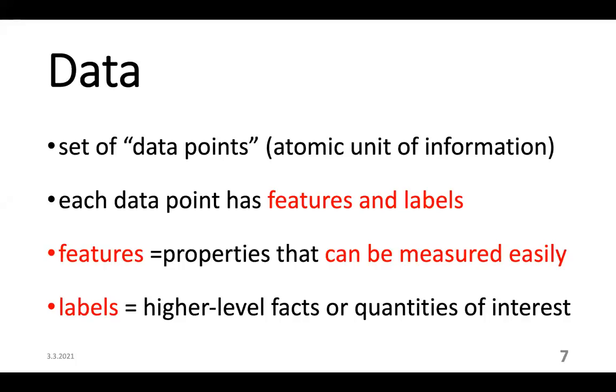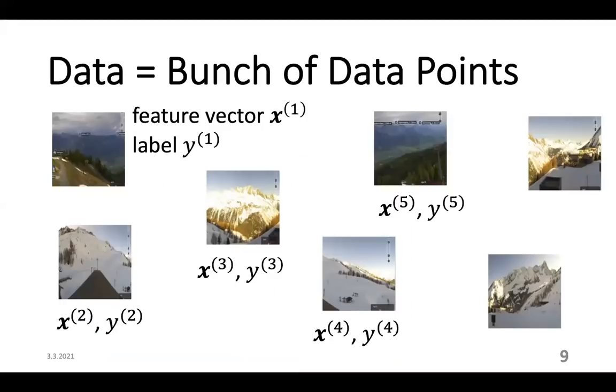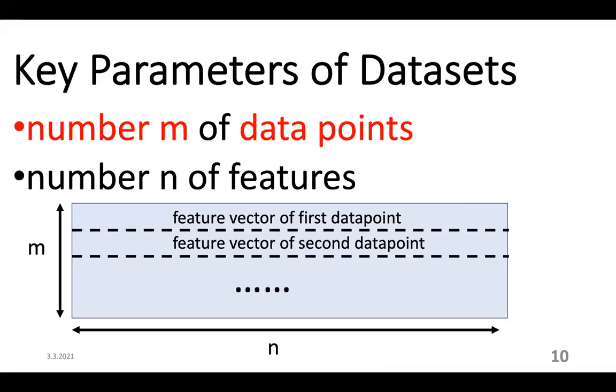So we start with some data points for which we know the label. For example, here, the data point is a ski day and the quantity of interest is the maximum daytime temperature. So I can get examples of data points for which I know the label if I look into the past. So I look into these nice webcam snapshots that are available for all ski places all over Europe, and then check, okay, what was the maximum daytime temperature for that day? And then I get a bunch of data points. And once you have this bunch of data points for which you know the labels, this is kind of the starting point of applying machine learning methods.